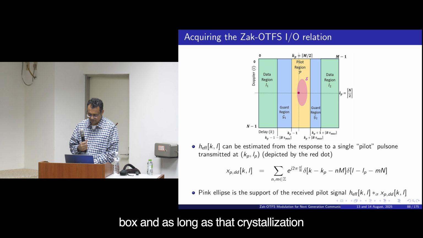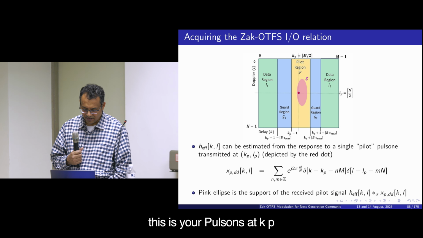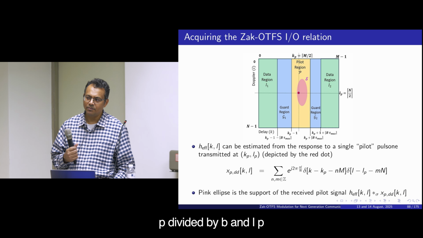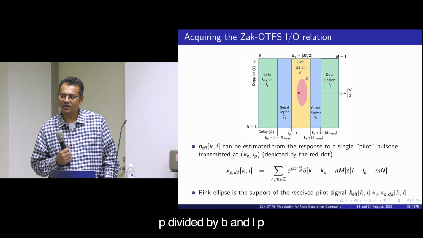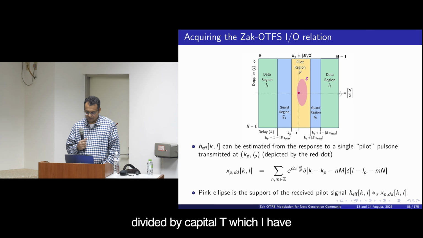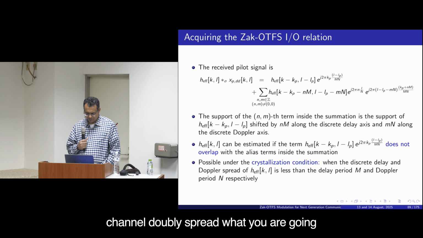And as long as that crystallization condition is getting satisfied, this is your pulse on at Kp comma Lp, okay? I mean Kp divided by B and Lp divided by capital T, which I have shown with a red dot here, right?